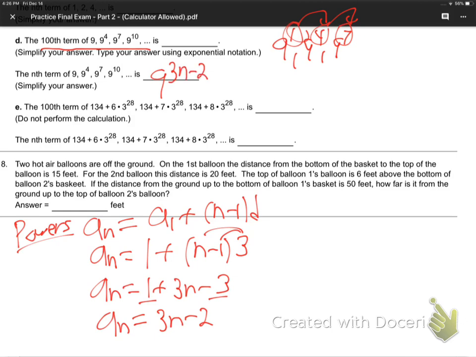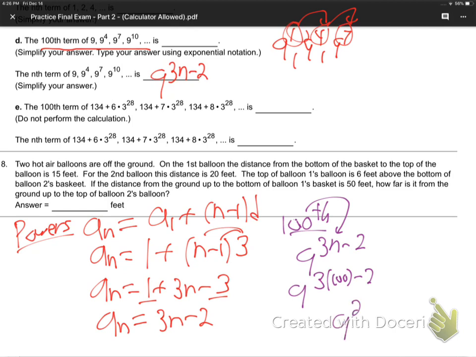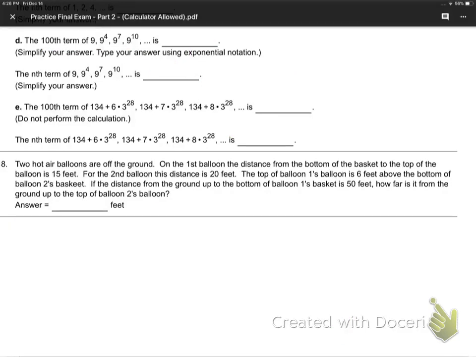The 9's a fixture. Now finally, how do we find the 100th term? It would be 9 to the 3n minus 2. Put in 100, 9 to the 3 times 100 minus 2. It's 300 minus 2, 298. 9 to the 298.